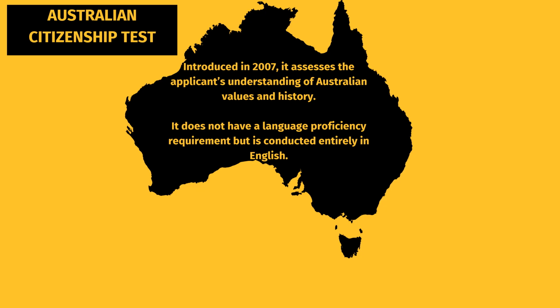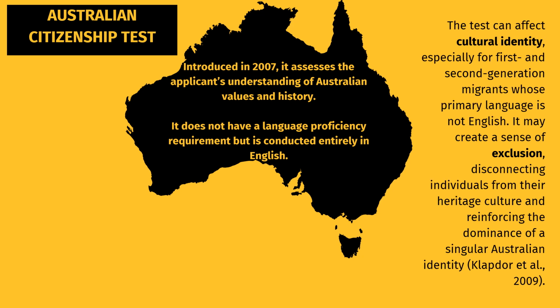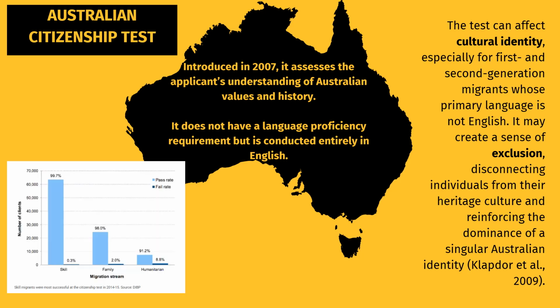Since its introduction in 2007, concerns about fairness and bias have been raised. The Australian Human Rights Commission and other organisations warn that the test may disadvantage refugees and those with limited education. Humanitarian visa holders have the highest failure rates, underscoring the need for review, as repeated attempts to pass can undermine their connection to Australian society, reinforcing a divide between their legal status and their sense of belonging.